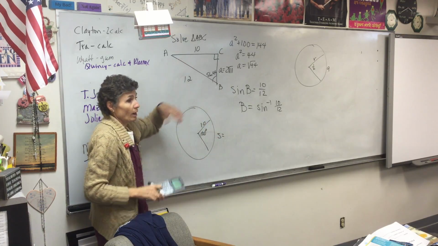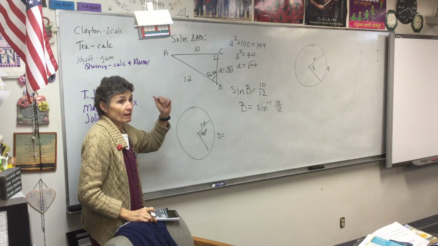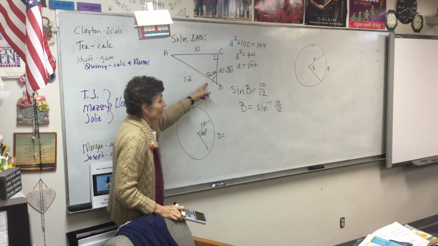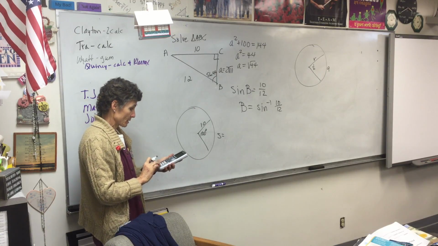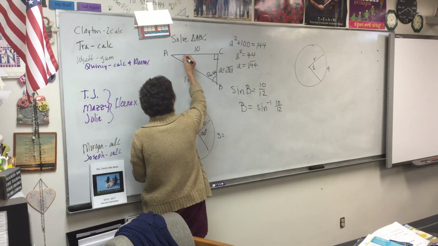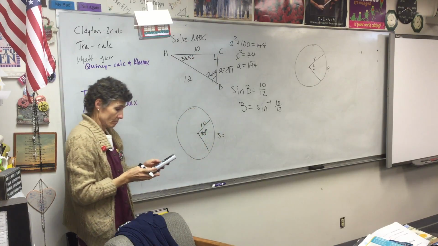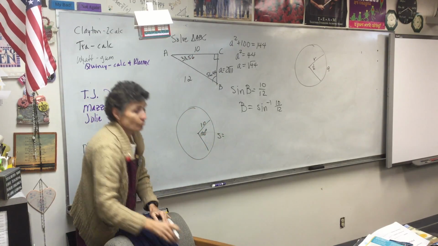And then the other one will be a no-brainer because that's 90. These 2 have to add up to the other 90. So that would be 33.56. Triangle solved.